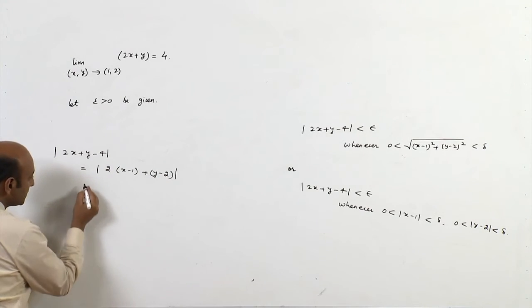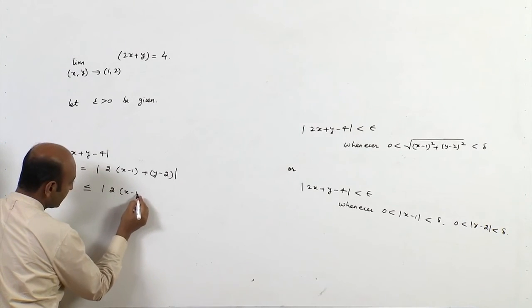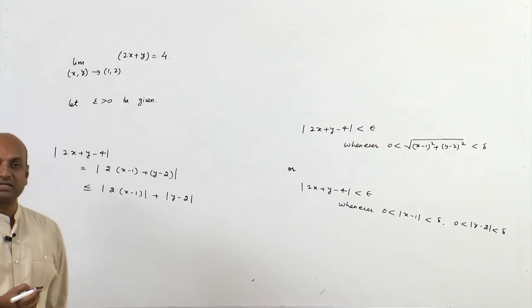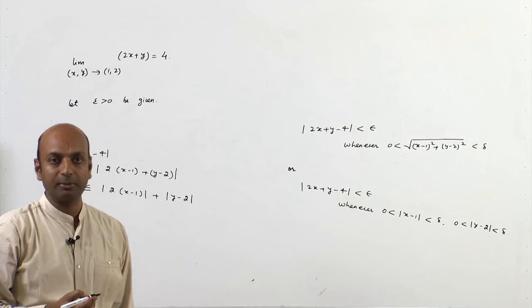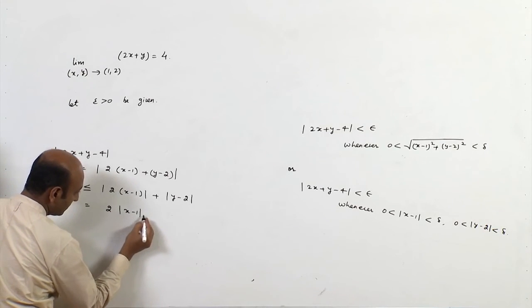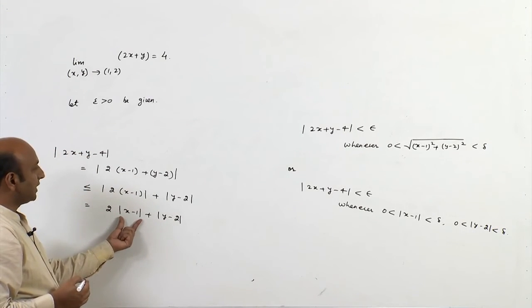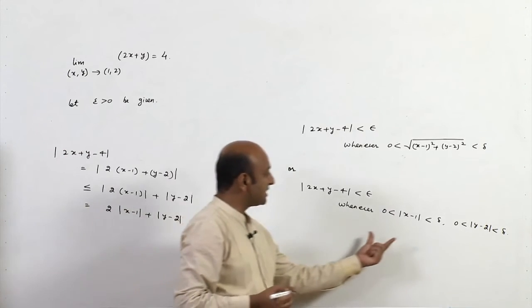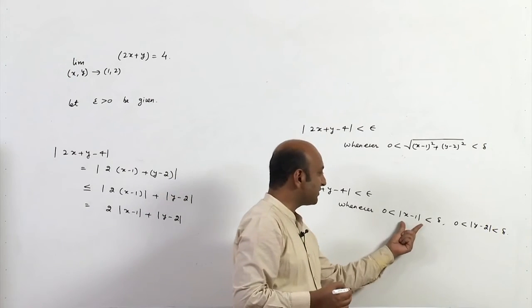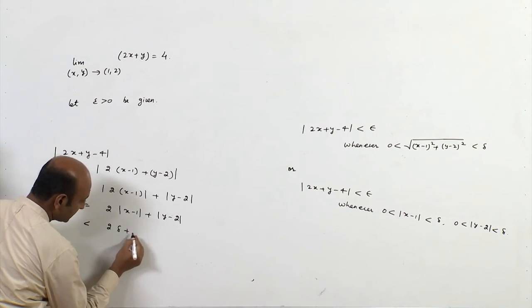Now this is less than or equal to mod of 2 into (x minus 1) plus mod of (y minus 2), because mod of a plus b is less than or equal to mod a plus mod b. Now this is equal to 2 times mod (x minus 1) plus mod (y minus 2). It will be better if you apply this definition, because this is direct for this particular problem. Now mod (x minus 1) is less than delta, so this is less than 2 delta, and this is again delta, which is 3 delta.